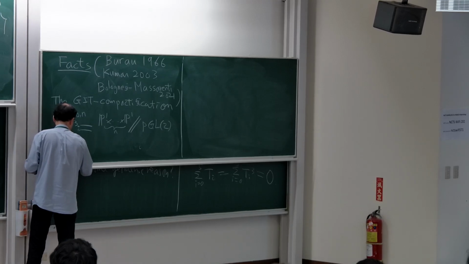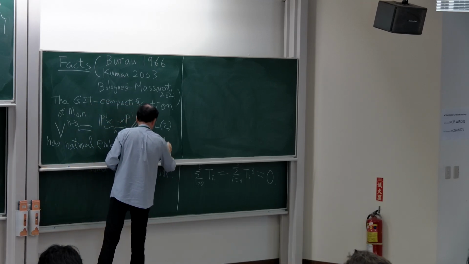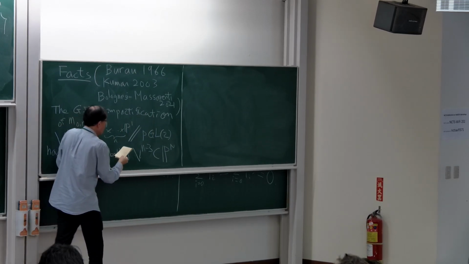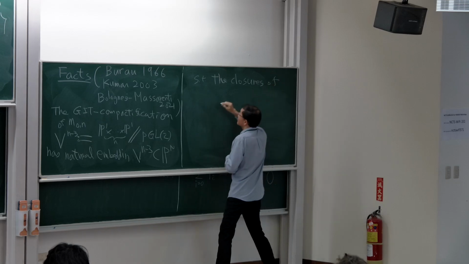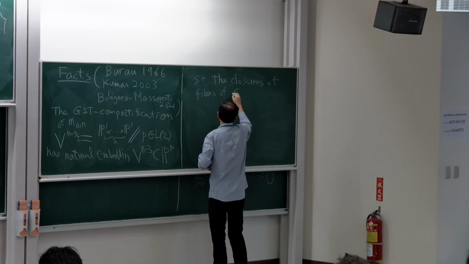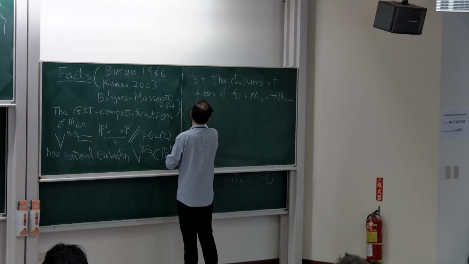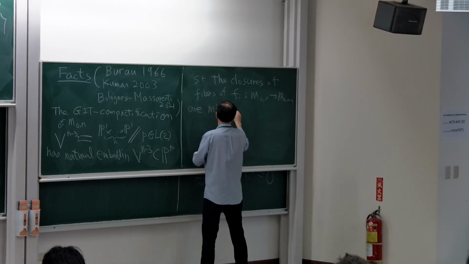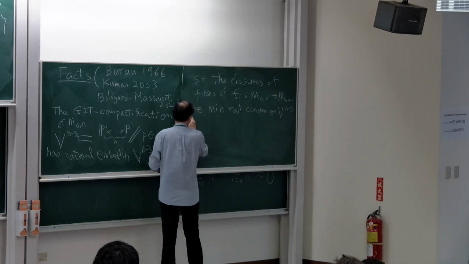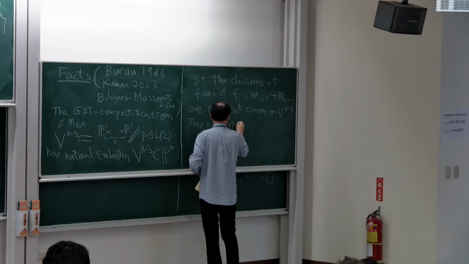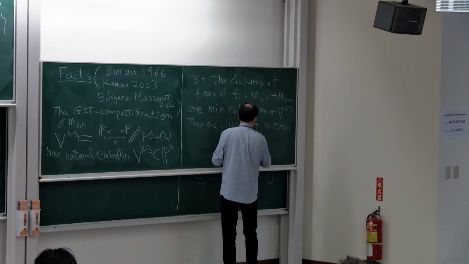has a natural embedding in some projective space, such that the closures of fibers of this forgetful map are minimal rational curves. And they are lines if n is even, and conics if n is odd.